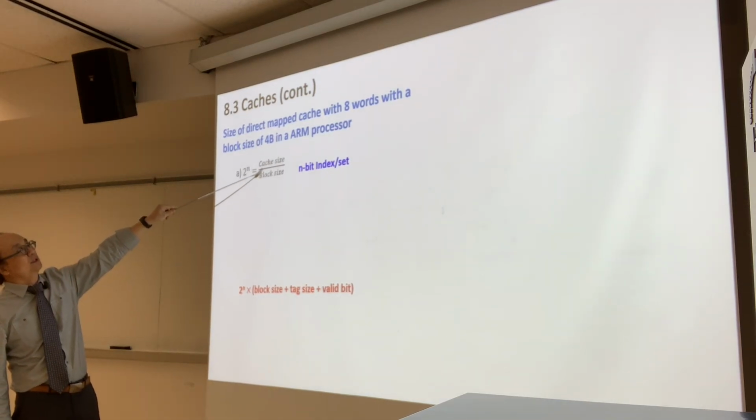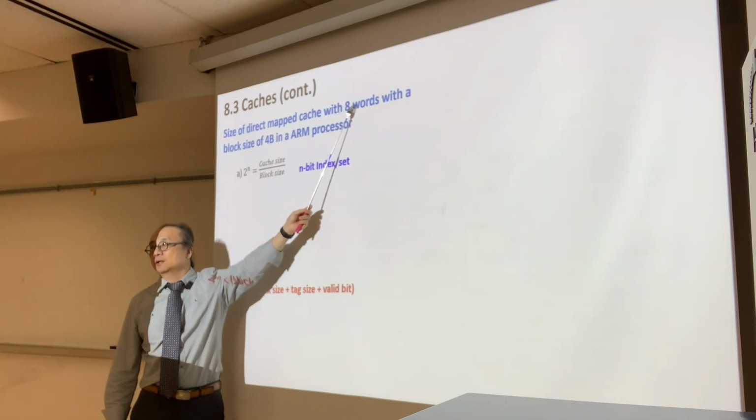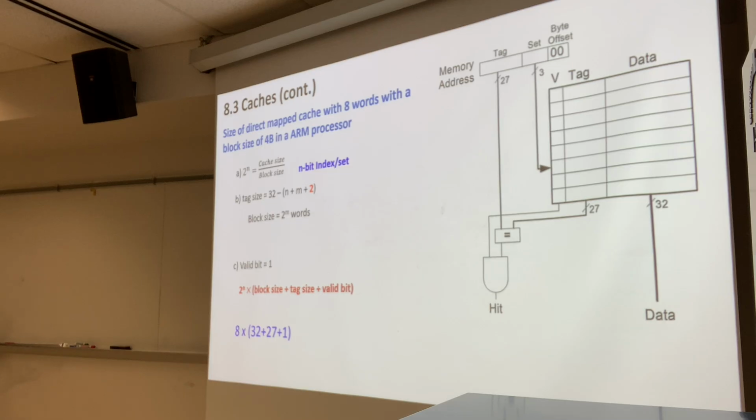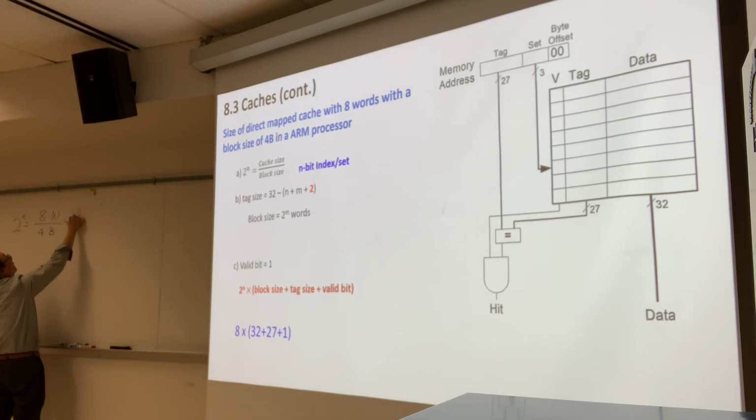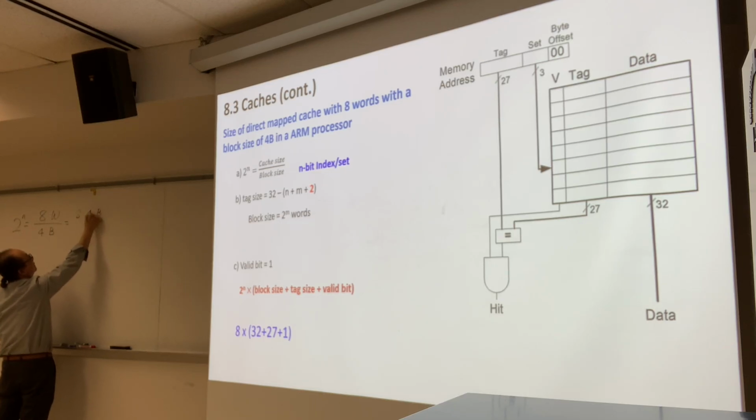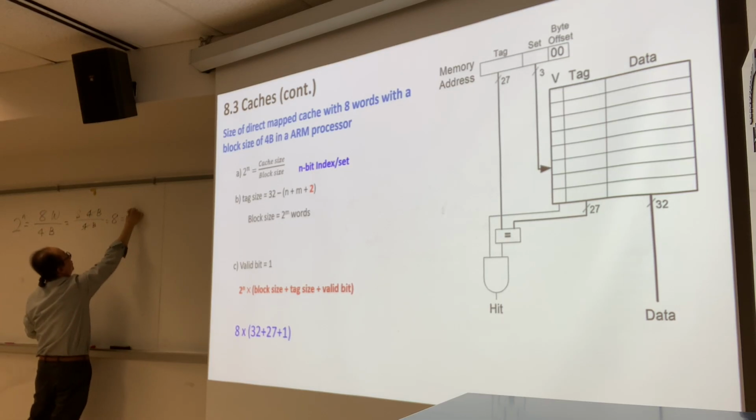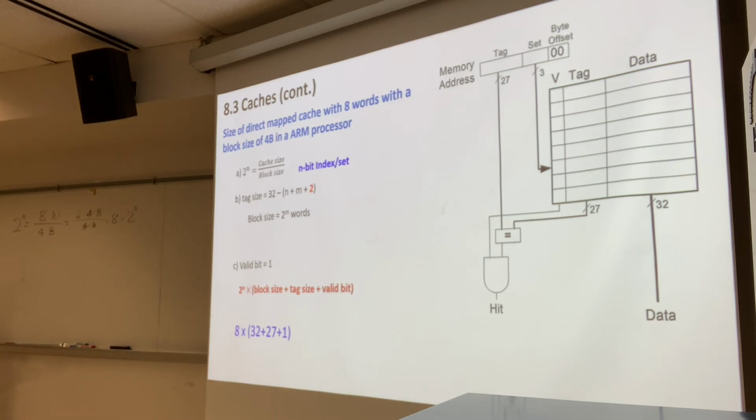What's the cache size? 8 words, that's the cache size. And the block size, 4 byte. So we have 2 to the n equals cache size over block size. The cache size is 8 words, and the block size is 4 byte. So now 8 times 1 word is going to be 4 byte over 4 byte, it's going to go away. It equals 8, 2 to the power of 3. So n equals 3.